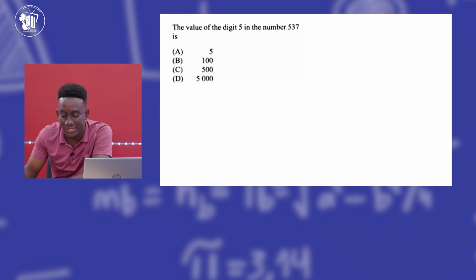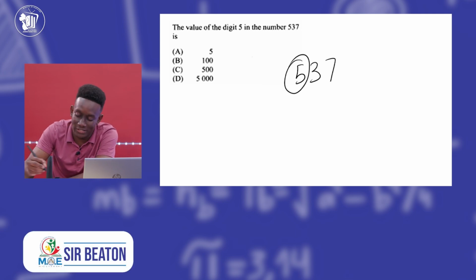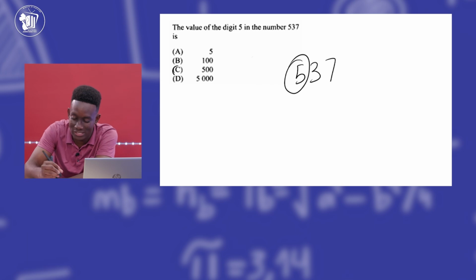And the last one says, the value of the digit 5 in the number 537 is. So we have the number 537, and we want the value of the digit 5. So by simply calling the number 500, we see the value of the digit 5 is 500, which is C.